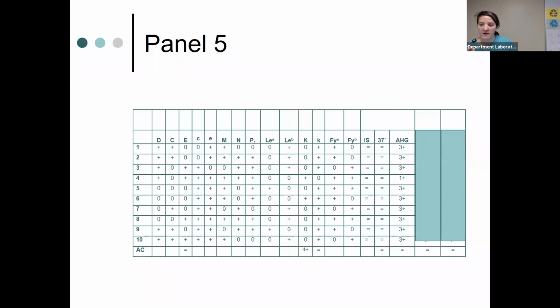All right, here's panel 5, and just look at your initial spin and AHG reactions. Can you do any crossing off? No. Take a look at your pattern of reactivity and see if you think a public antigen might be present that this patient has an antibody to.